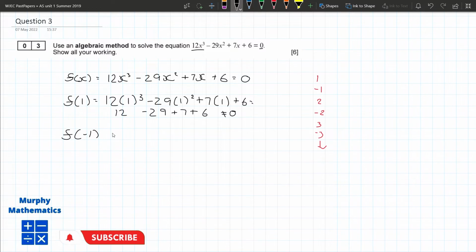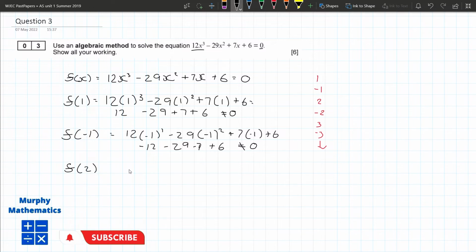Okay, so let's try f of minus 1. So here we go. 12 lots of minus 1 cubed minus 29 lots of minus 1 squared plus 7 lots of minus 1 plus 6. So we're going to have minus 12. Minus 1 squared is just going to be positive 1, so we're going to have minus 29. And then I missed a minus here, so we're going to have minus 7 plus 6. Adding those up, we can clearly see that does not equal 0. Okay, so let's try f of 2.